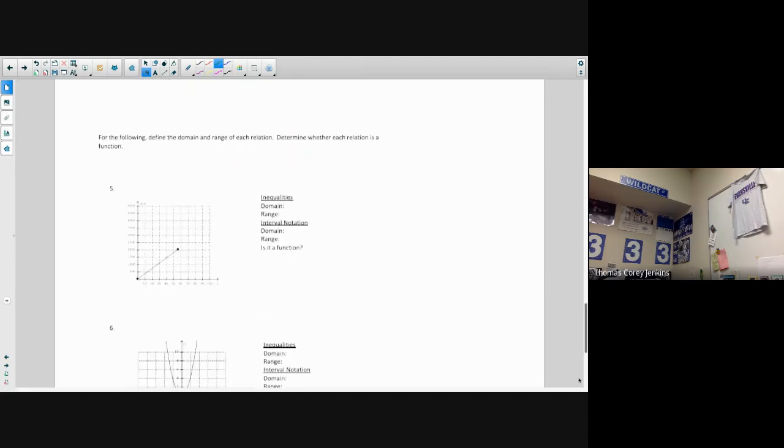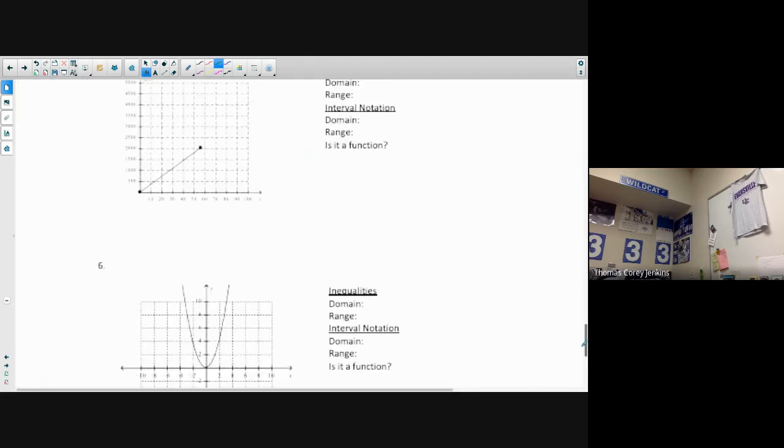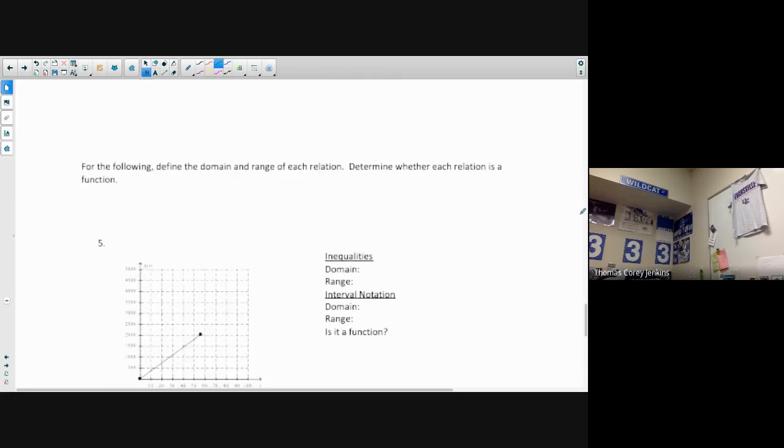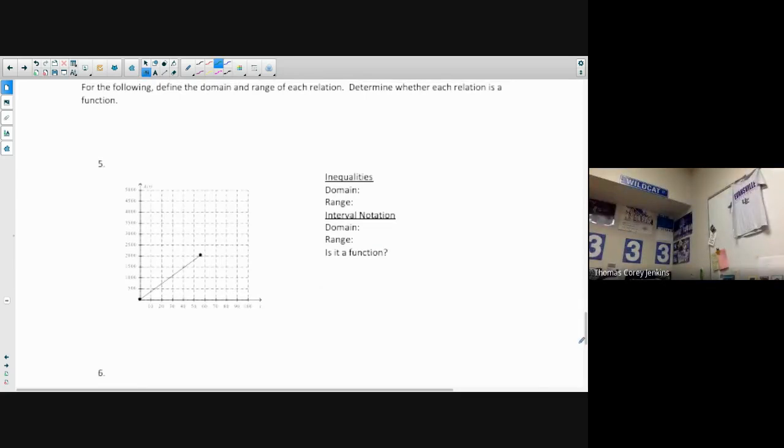The last thing I really wanted to cover were these types of problems. These tend to give kids a lot of trouble when I've given this test in the past. Let me zoom in so we make sure that I see the numbers correctly. And you will have test questions pretty much just like this. It says for the following, define the domain and range of each relation, determine whether it is a function. We're going to do 2 ways to do the domain and range. We're going to use inequalities, and we're also going to use interval notation.